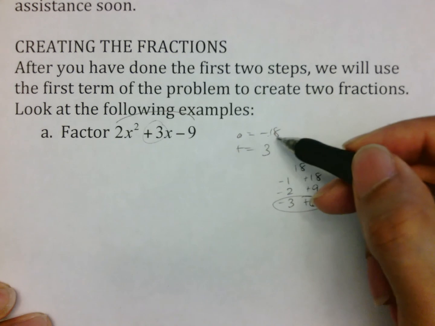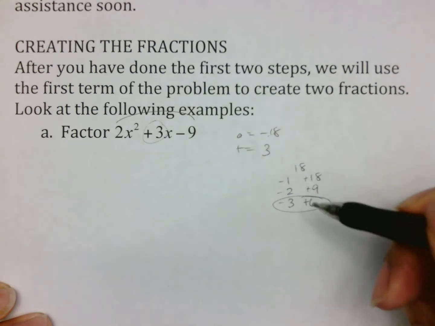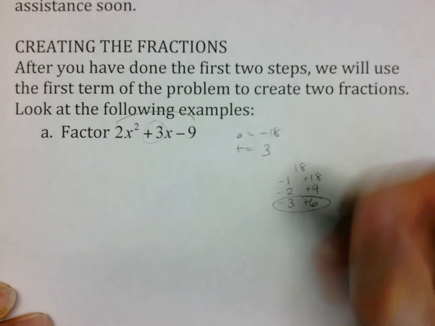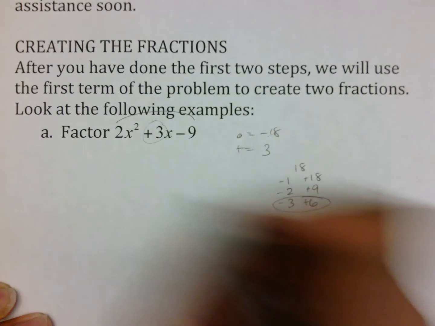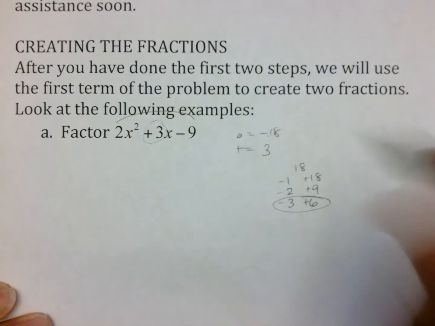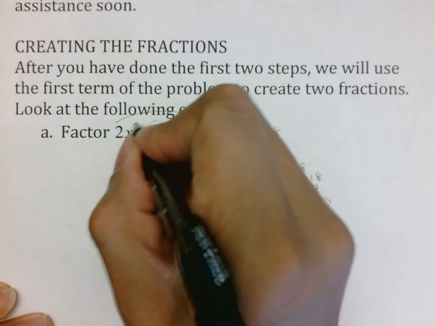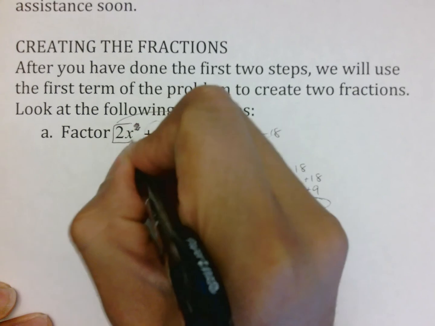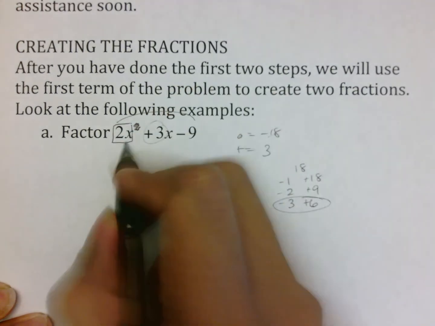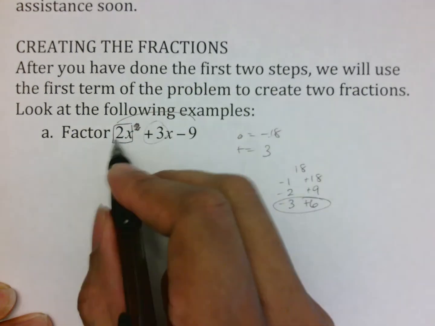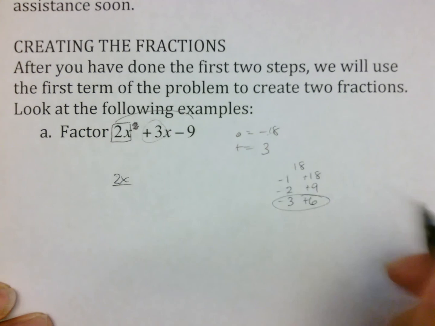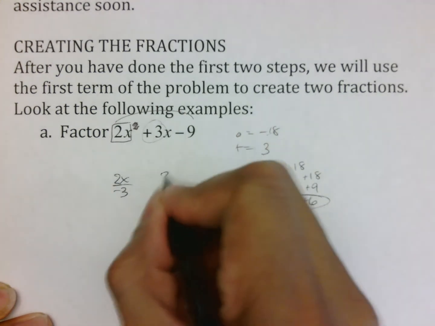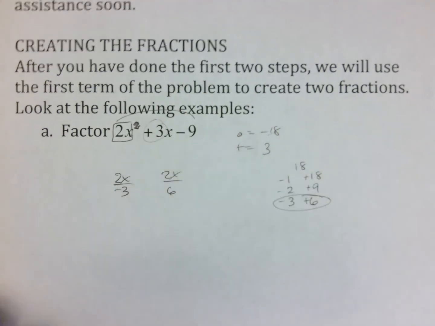So step 1 was to make the combination, which we did. Step 2 is to find the numbers, which we just did. All you have to do now, and I'm going to do this, but you don't have to, but you ignore the squared, and you simply take this part here, and you make a fraction with both numbers. So you simply put 2x, again, not the squared, over negative 3, and you put 2x over 6.